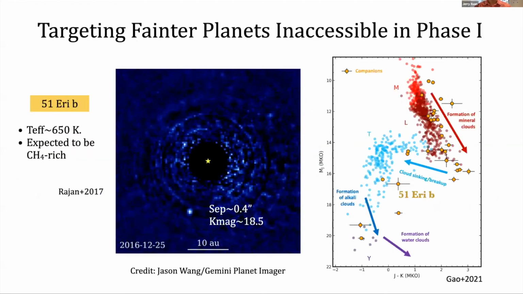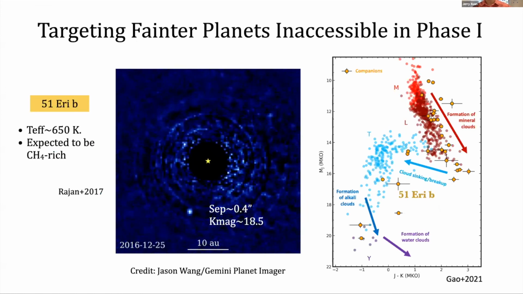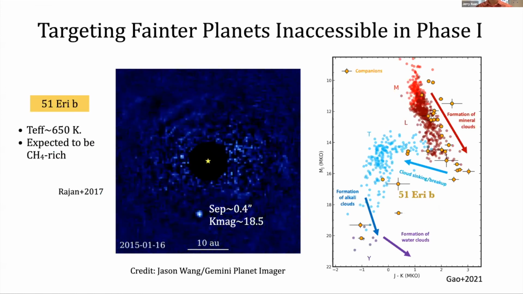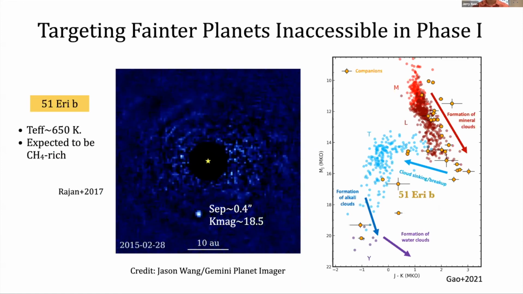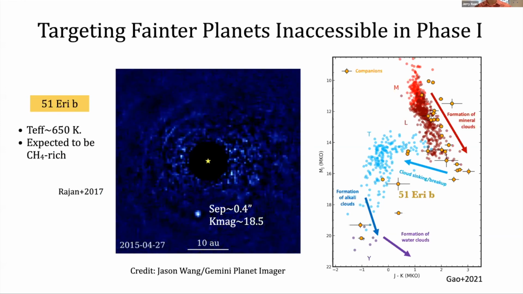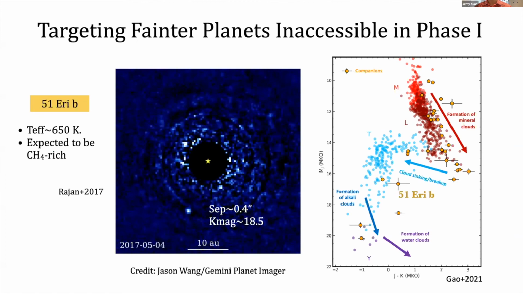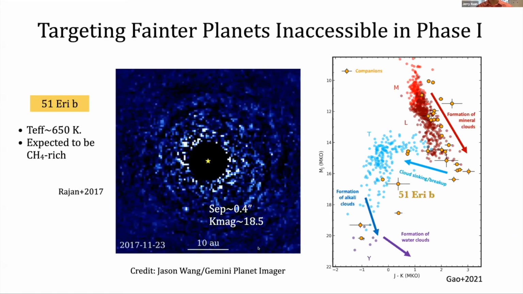Finally, with better starlight suppression and our increased throughput, we will target fainter planets that we couldn't really access in phase 1. So one of them is 51 Eri b, which is one of the coldest directly imaged planets. It's expected to be methane rich and have a very different atmosphere than other directly imaged objects. So that's something KPIC will be able to explore for the first time.